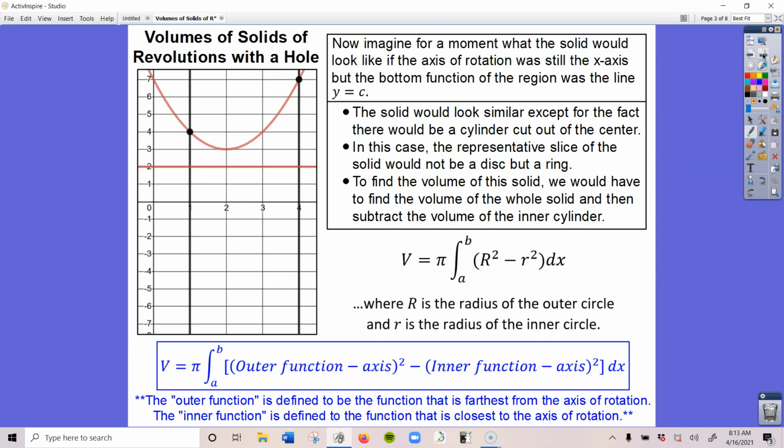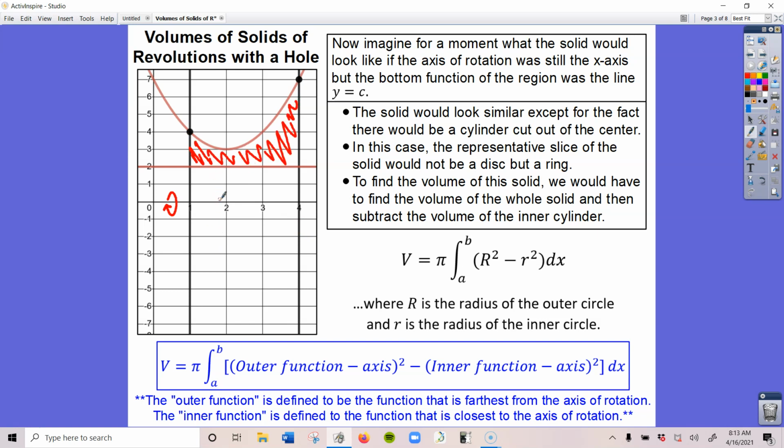Now let's look at how to find the volume of a solid that has a hole in the middle. Imagine for a moment what the solid would look like if the axis of rotation was still the x-axis, so we're still going to rotate about here, but the bottom function of the region was the line y equals c. That means that the solid is not only bounded by the function and these two x values, but also this y value. So the only solid part of the volume would be this here.